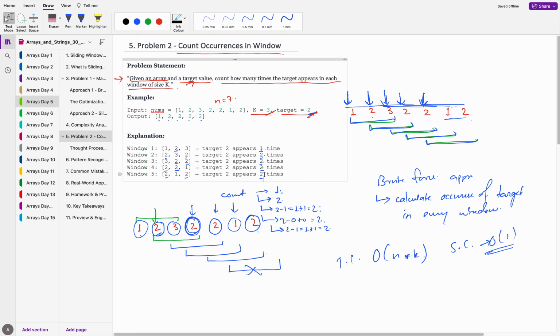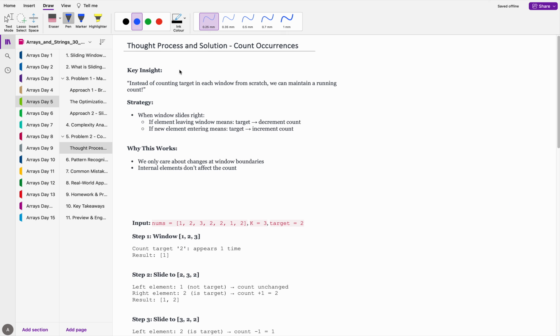So the only thing you need to work upon is counting the occurrences here, because things are similar to the previous things we have done earlier. Instead of counting target in each window from scratch, we can maintain a running count. Okay, maintain a running count. A strategy: when window slides right, whenever we are moving the window in the right hand side, if element leaving window means target decremented, same है ना, and if new element entering means target incremented.